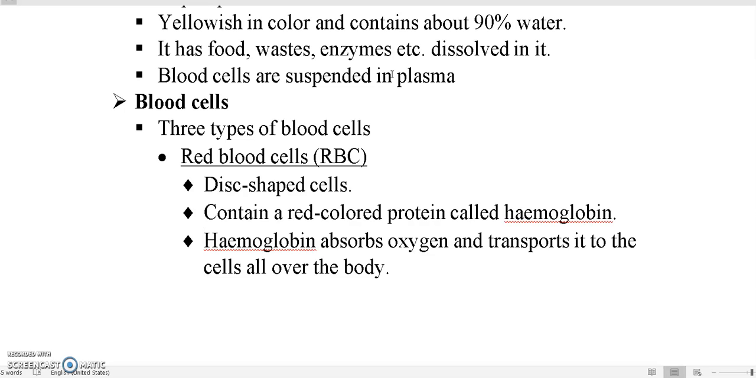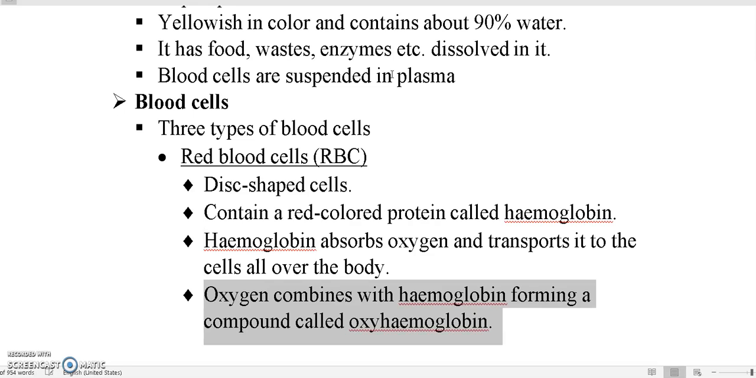that human beings or any multicellular organisms which have this kind of complex structure, all this respiration, everything is done at a cellular level. So naturally oxygen is needed at a cellular level. So oxygen has to go to each and every cell of our body. This is what hemoglobin does. It absorbs oxygen and transports it to the cells all over the body.